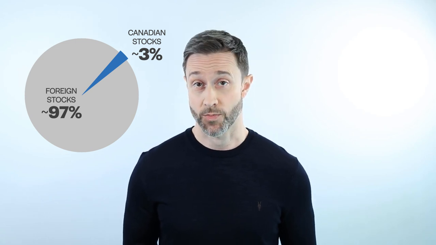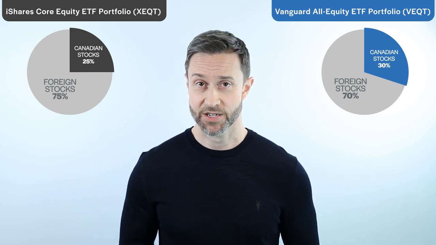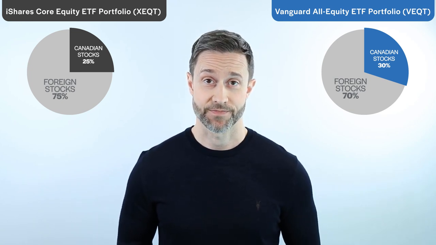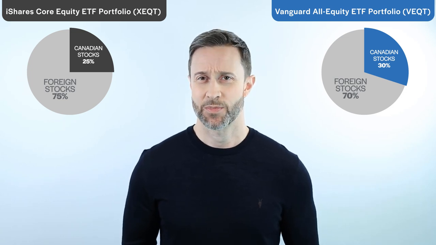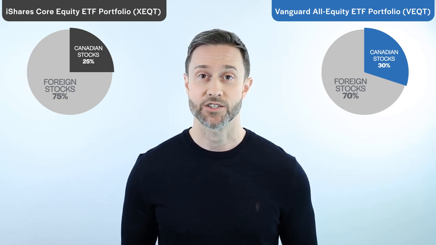Next, there's each fund's Canadian equity allocation. Canadian stocks make up only around 3% of the global stock market, but both funds have a higher weight to them in their portfolios. iShares is allocated 25% to Canadian stocks in its all-equity ETF, while Vanguard has a 30% allocation.